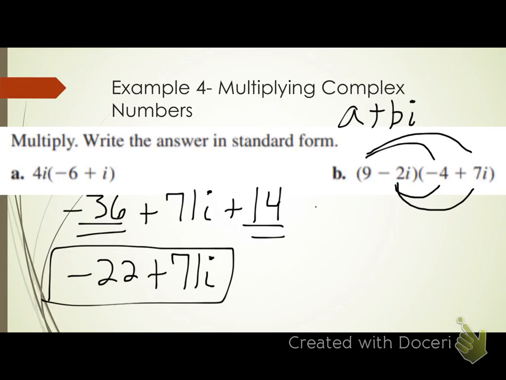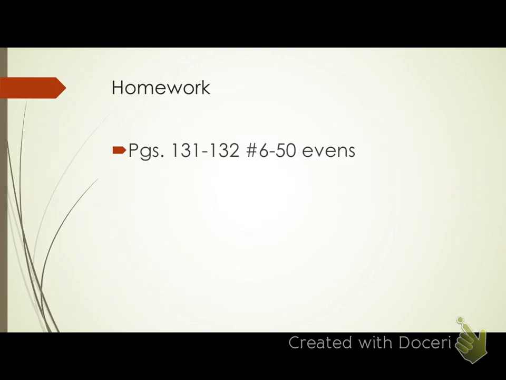Here's our assignment. 6 to 50? You're crazy. Think about how quick some of these go, and how long some of these are. Pages 131 through 132, numbers 6 through 50, evens. You're going to have the rest of the class period to work on this. Make sure you get the assignment written down and the correct heading on your paper: name, date, period, assignment in the upper right-hand corner.